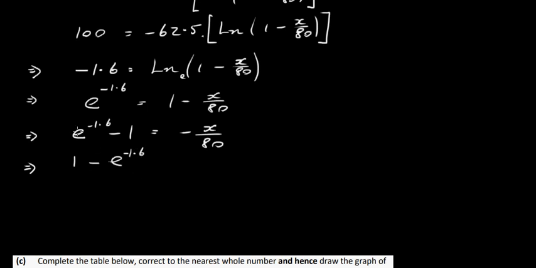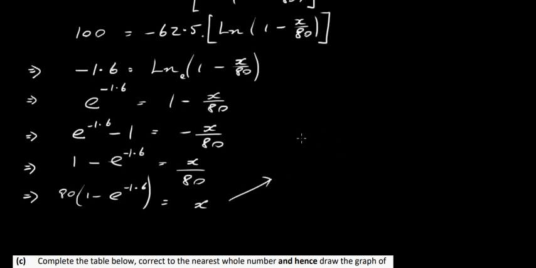This is what I'll get. Multiply this by minus 1, I'll get this minus here. Multiply this by minus 1, I'll get plus 1. Here I just end up with x over 80. Next thing I'm going to do is multiply across by 80, so that will give me x. So in other words, I get 80 times 1 minus e to the power minus 1.6. Now, I'll just come up here now, so that will give me x.